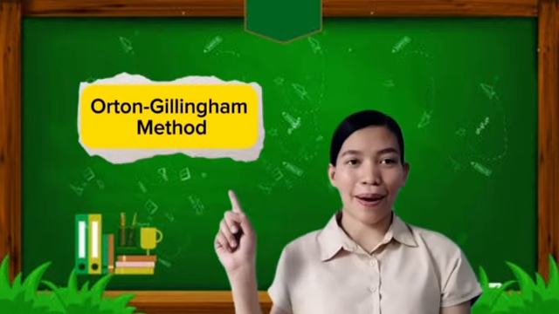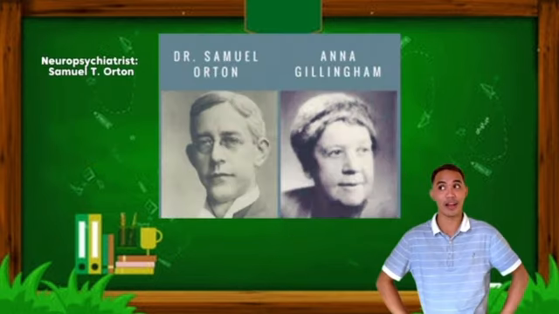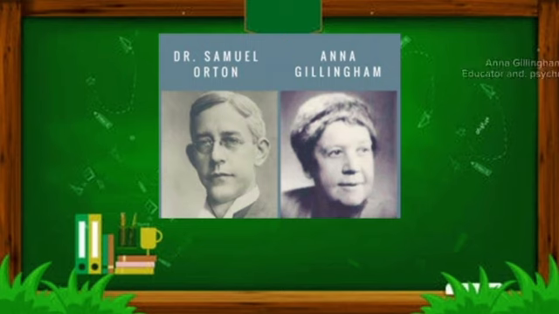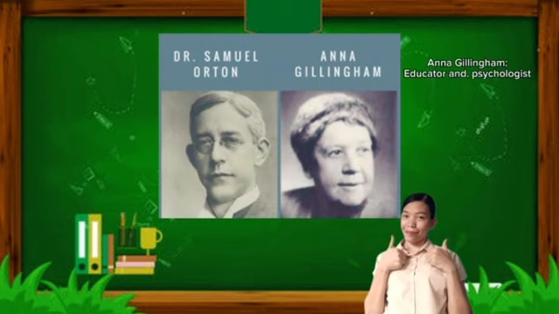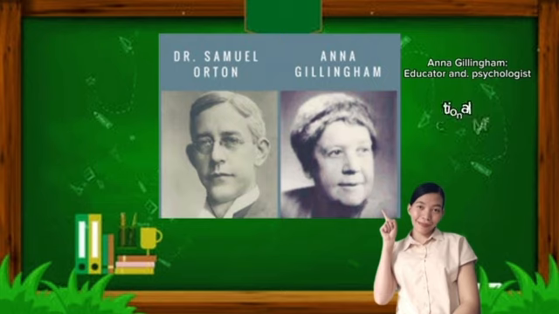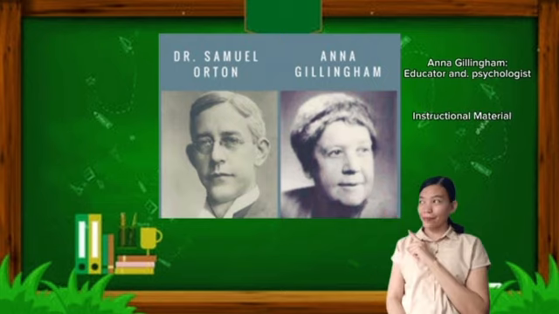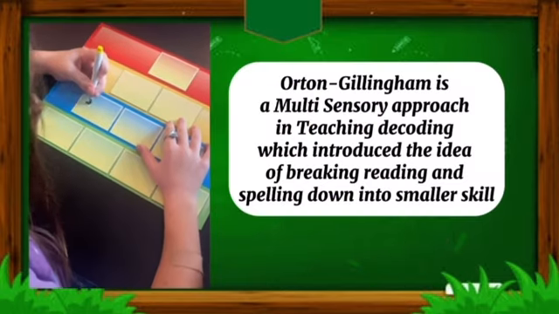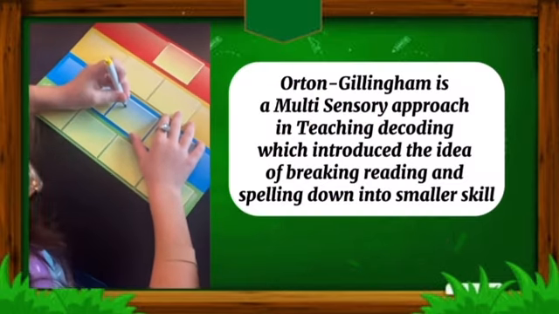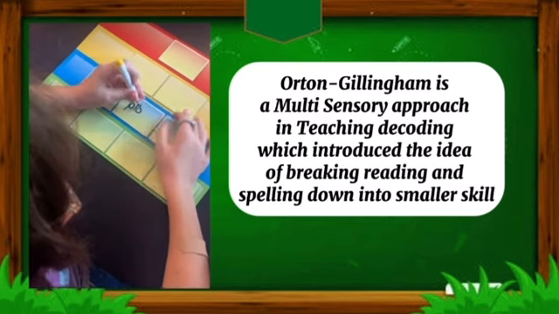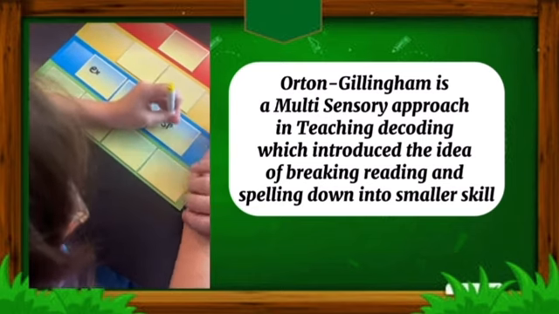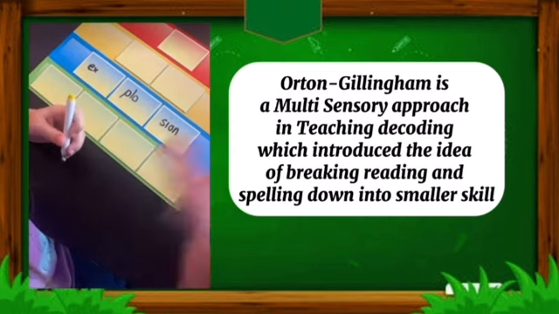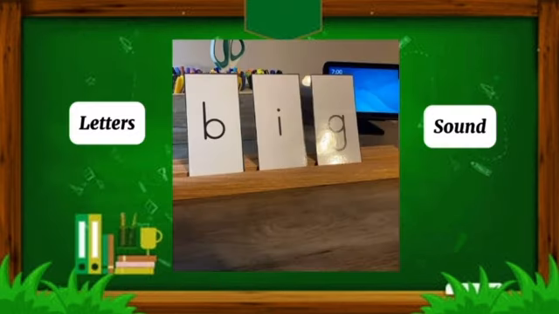Second, the Orton-Gillingham method. In 1925, neuropsychiatrist Samuel T. Orton focused on reading difficulties and identified dyslexia as an educational issue. He collaborated with Anna Gillingham, an educator and psychologist who in the 1930s published instructional materials that laid the foundation of the Orton-Gillingham. Orton-Gillingham is a multisensory approach in teaching decoding which introduced the idea of breaking reading and spelling down into smaller skills involving letters and sounds.